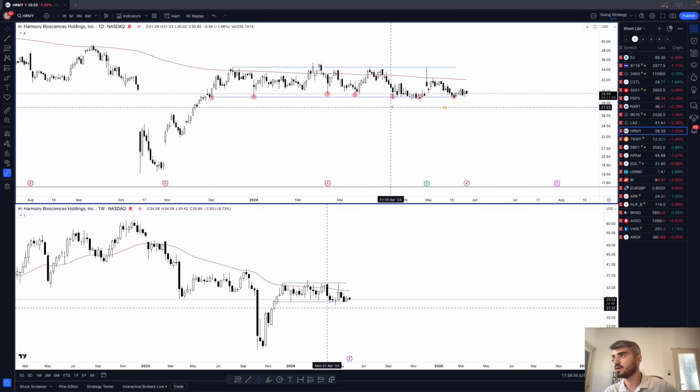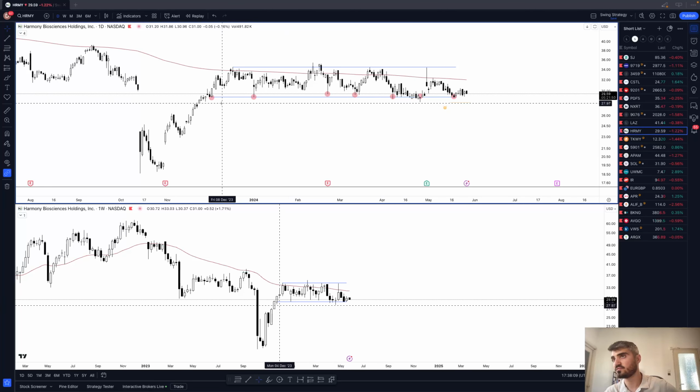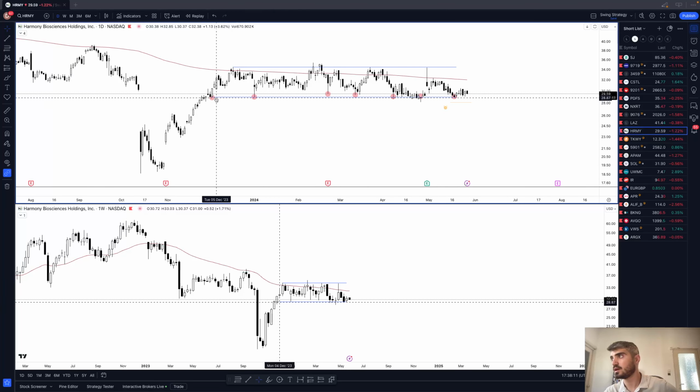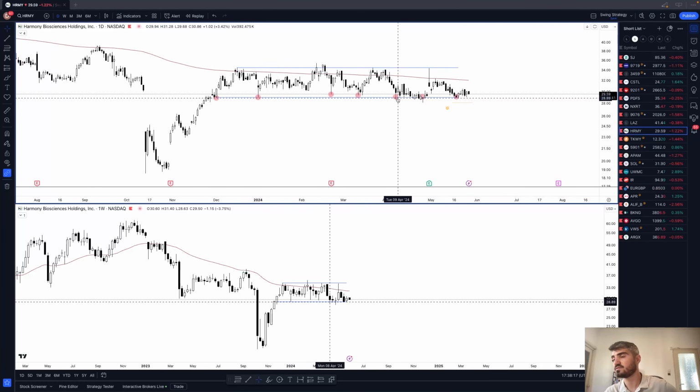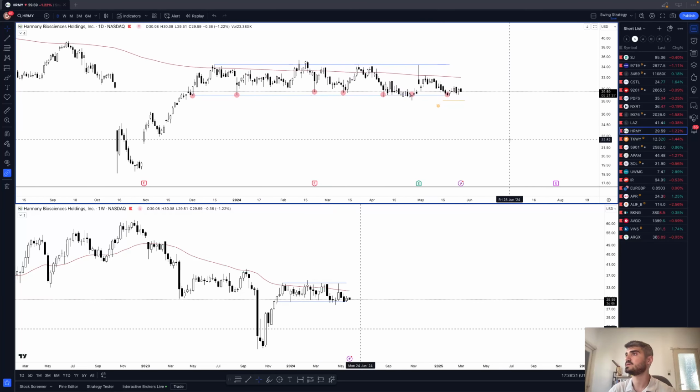We can see that we have two minor lows here that might be more suitable, some say, but I do prefer to draw the line of best fit where I get most touches, which is 1 2 3 4 5 6 7. Okay guys, so this is about Harmony.